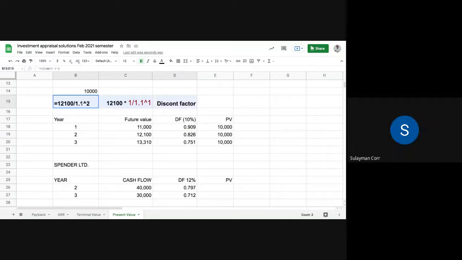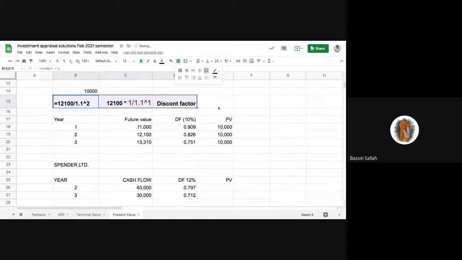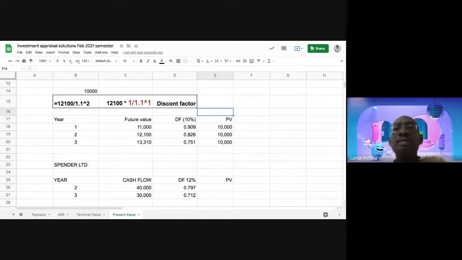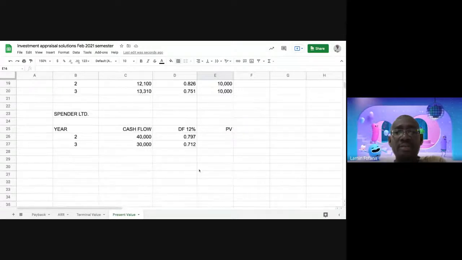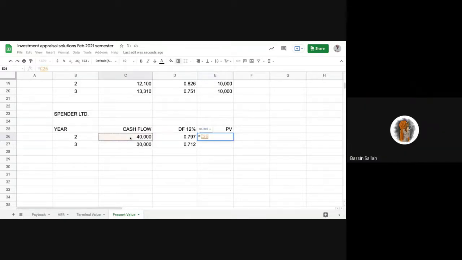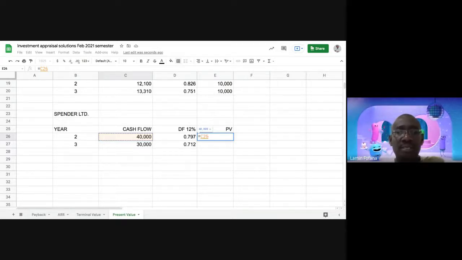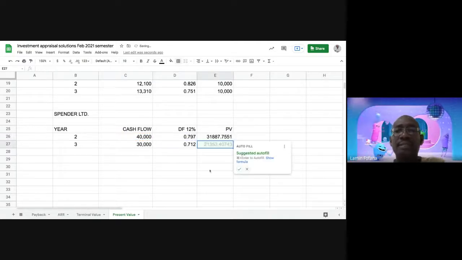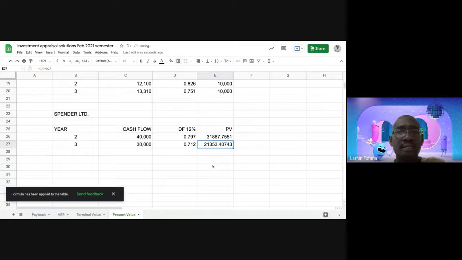Yes, go ahead. We're going to multiply the cash flow with the discount factor. Excellent. So give me the formula. Equals C26 multiplied by D26. Enter. Excellent.